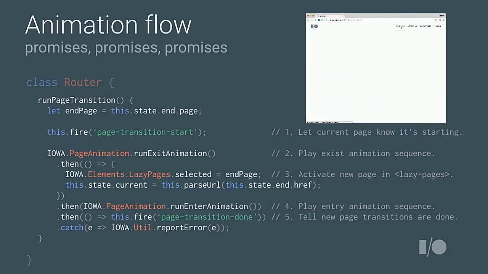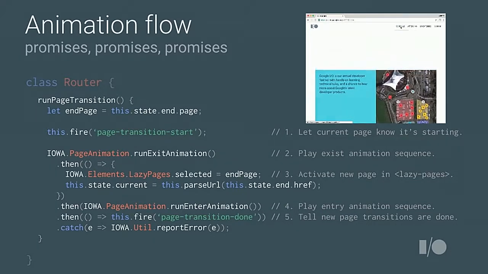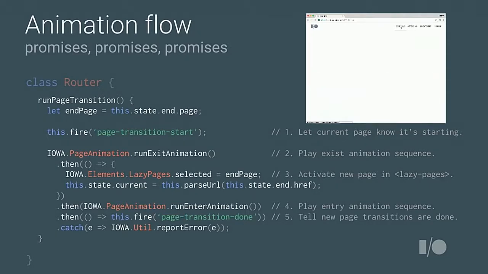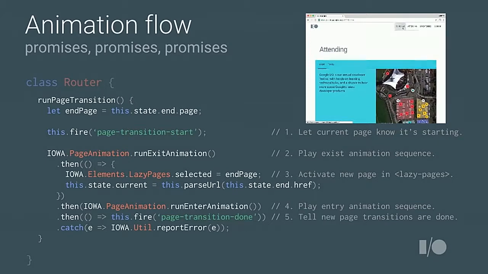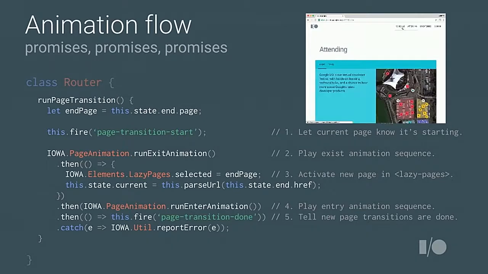And the last thing we do in this promise sequence is fire a final DOM event, page transition done, and that tells the new page, hey, all this cool stuff that you've just done is done, and you can go ahead and do extra setup logic or whatever you need to do to initialize yourself. What I like about this is that we have all this asynchronous stuff going on with CSS animations, lazy loading, dynamic selection of pages. We were able to rationalize it very easily with promises.